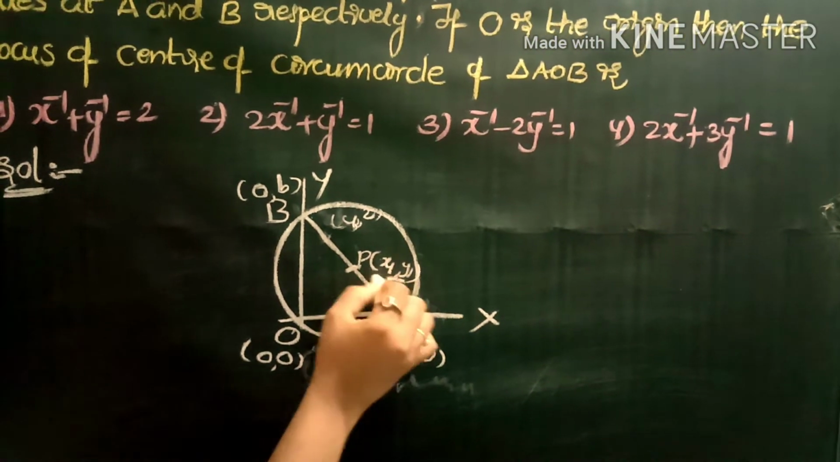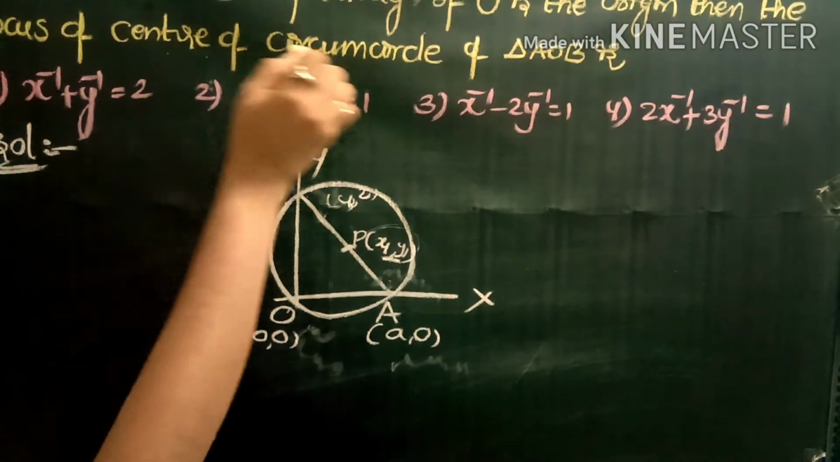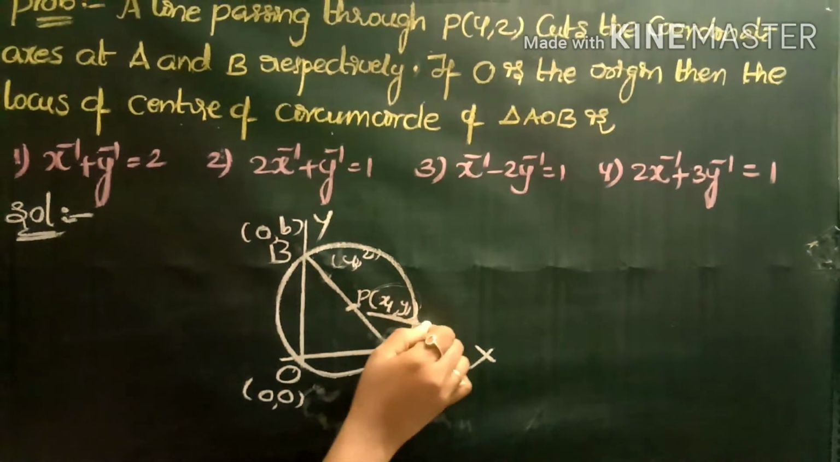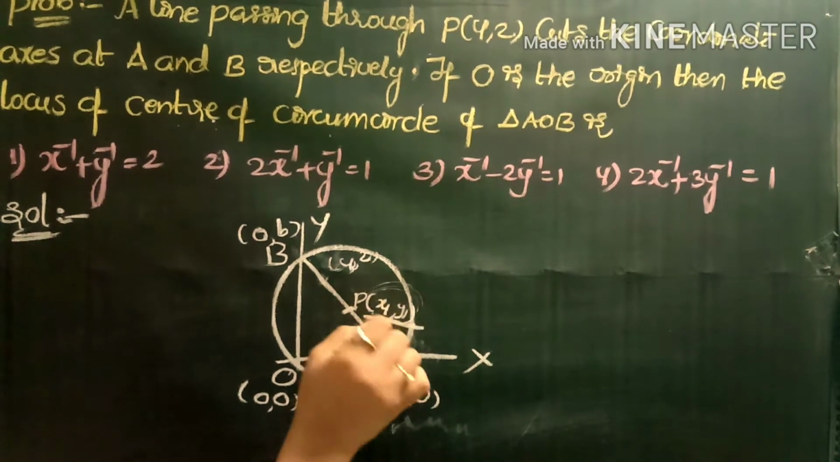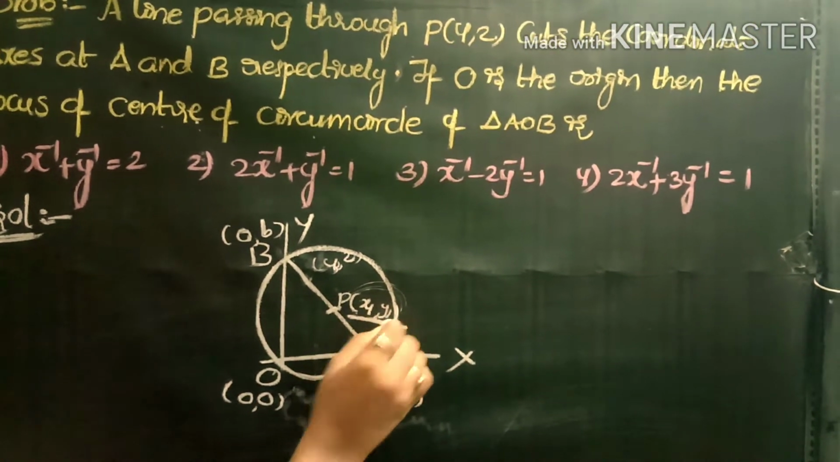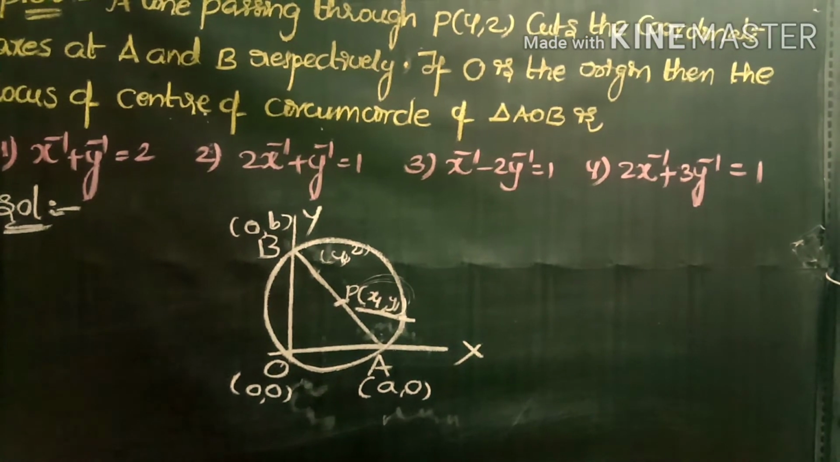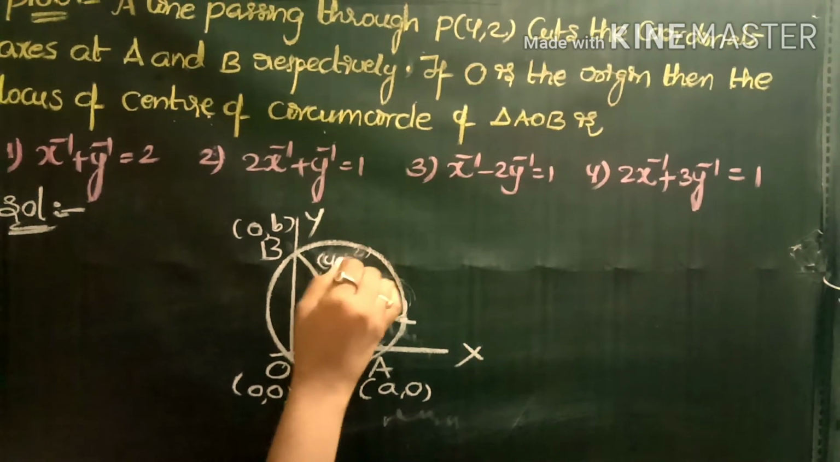Now what is the locus of (x1, y1)? What is the locus of the center of the circumcircle? That means we want to find the equation in terms of x1, y1, the locus of the center, the locus of (x1, y1). Now we have to find the equation in terms of x1, y1. That's the given question. The line passes through the point (4, 2), this is the given condition.